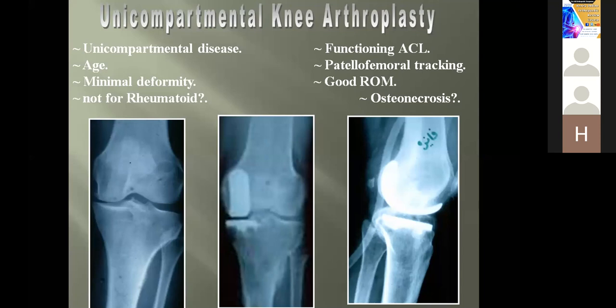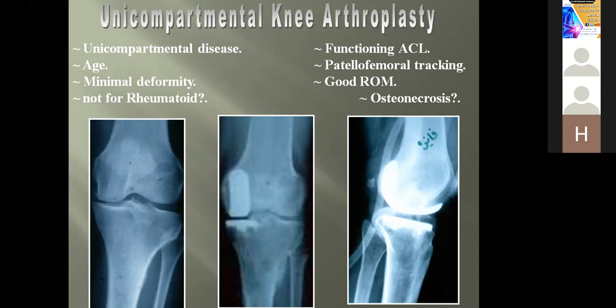Of course, it's not for rheumatoid patients. Why? Because in unicompartmental arthroplasty, you are depending on the integrity of the cruciates and collaterals. Rheumatoid disease, on the other hand, is a progressive disease that endangers the integrity of collaterals and cruciates. So you cannot depend on what you cannot justify and cannot trust. You need a functional anterior cruciate ligament. This is the baseline and the ideal patient.